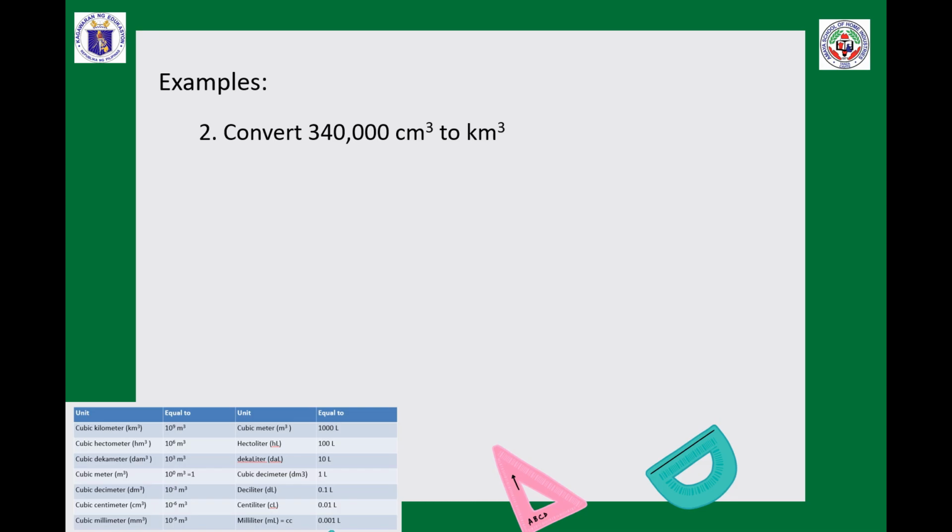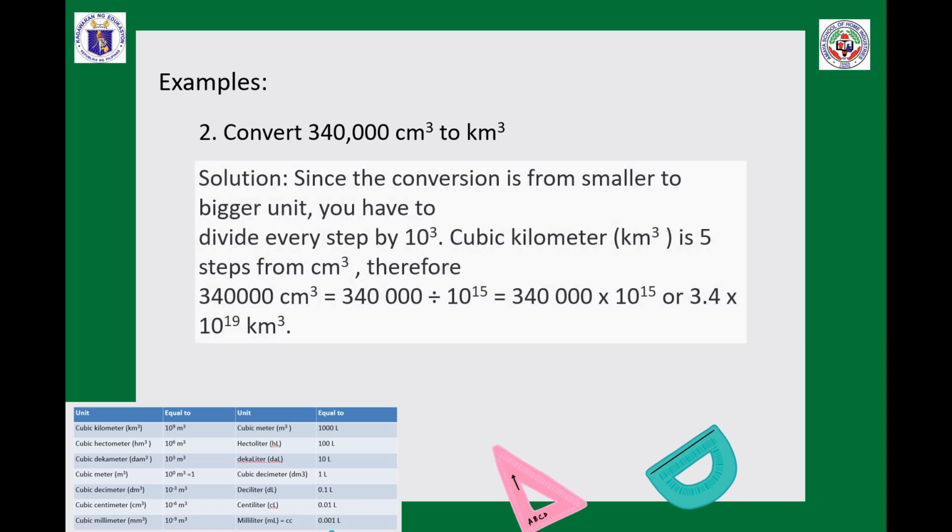Convert 340,000 cubic centimeters to cubic kilometers. Solution, since the conversion is from smaller unit to bigger unit, you have to divide every step by 10 raised to 3. So cubic kilometer is 5 steps from cubic centimeter. Therefore, 340,000 cubic centimeters is 340,000 divided by 10 raised to 15. So that is 3 times 5. Is equivalent to 340,000 times 10 raised to negative 15, or written in scientific notation, that is 3.4 times 10 raised to negative 10 cubic kilometers.